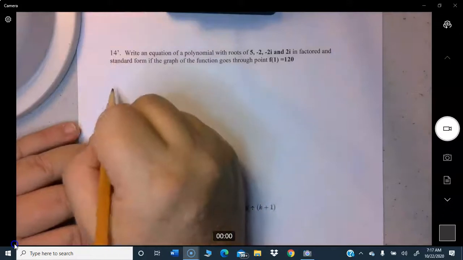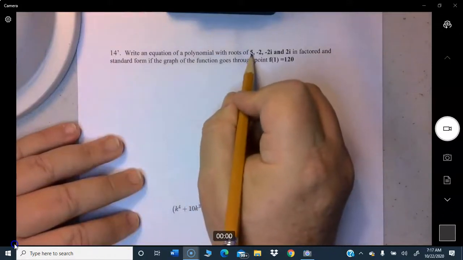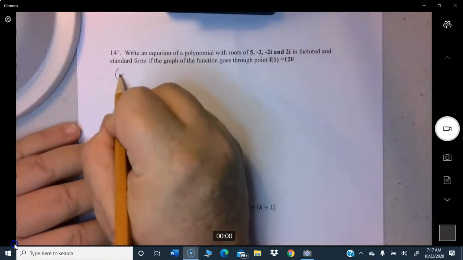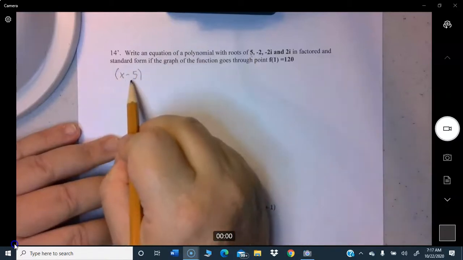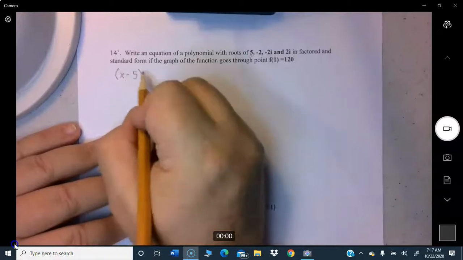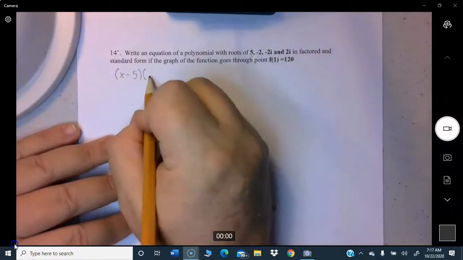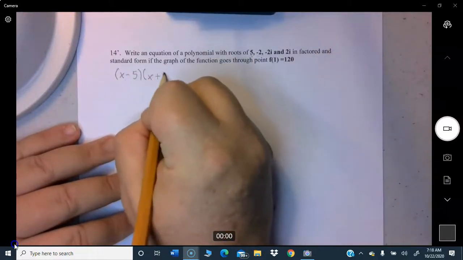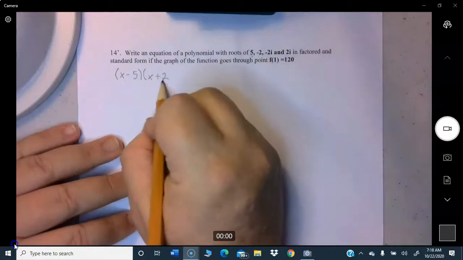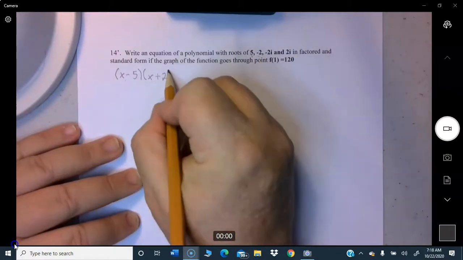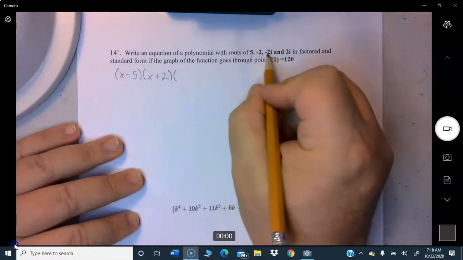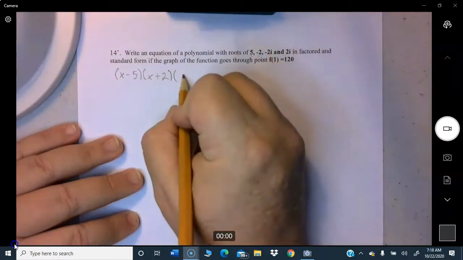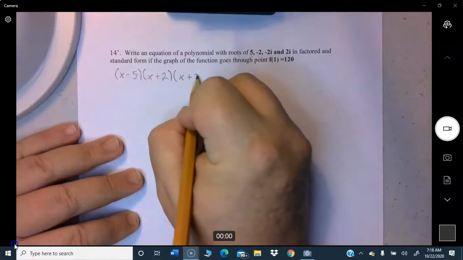Here's the factors. What will make this go to 0? It'll make x minus 5 go to 0. So I put a positive 5 in there. X minus 5 is 0. Okay, with this one, it's going to take x plus 2. Negative 2 will make x plus 2. Negative 2 plus 2 go to 0. Now we have the imaginary roots. So this is going to be negative 2i. So that's going to be x plus 2i.